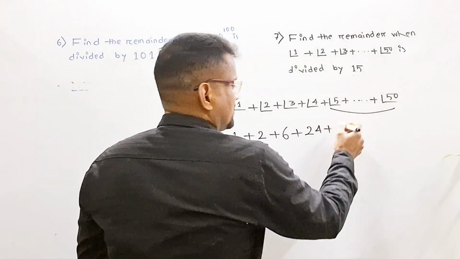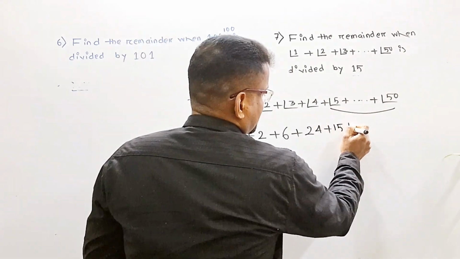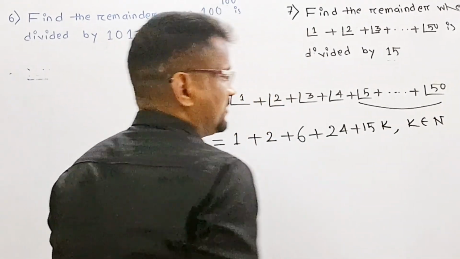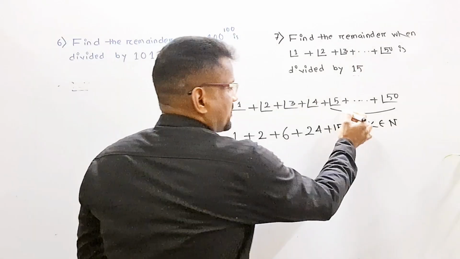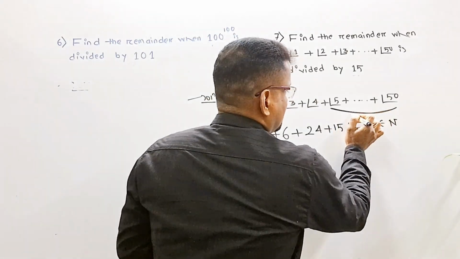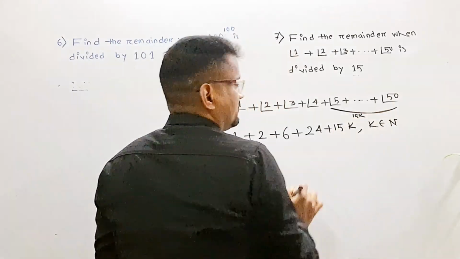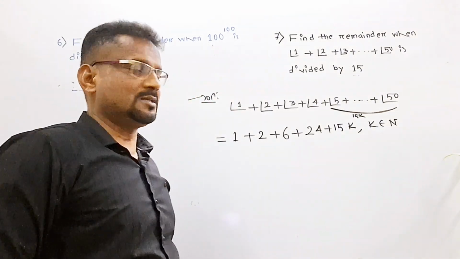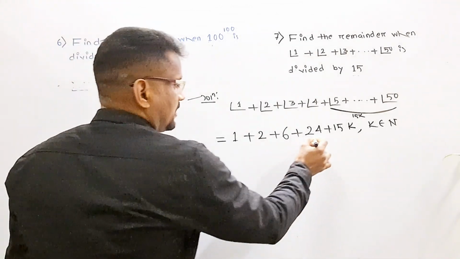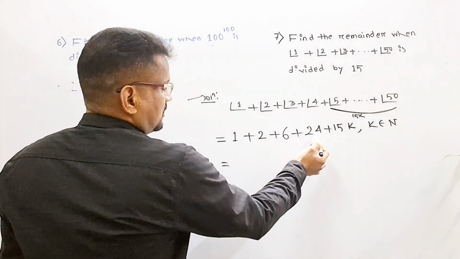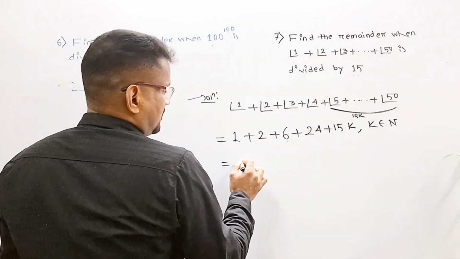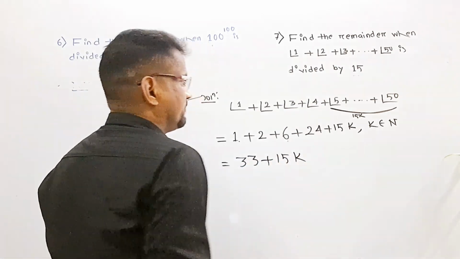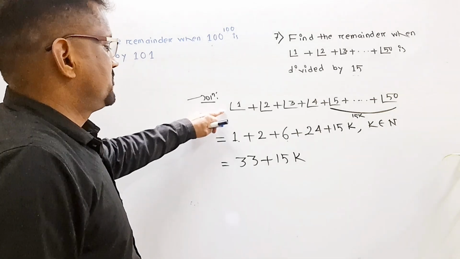So in place of this, you can write 15 into some integer k belonging to the natural numbers. That means this part is a multiple of 15. That's why I have written 15k, some natural number. Now take the sum of this: 30 plus 3 is 33, plus 15k. Now the question reduces to this.